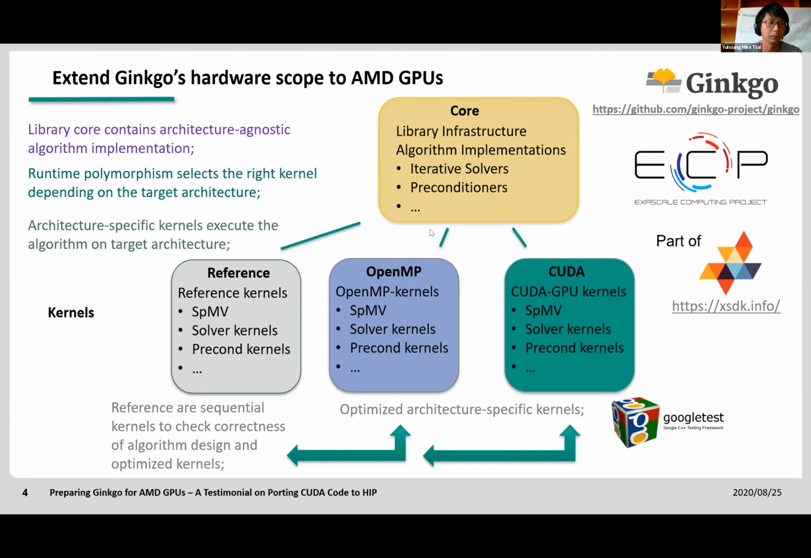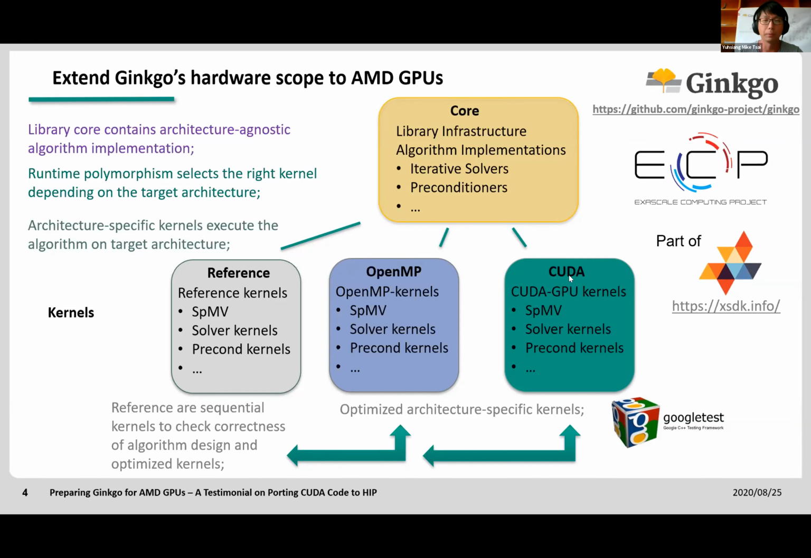Originally we split the kernels into reference, OpenMP, and CUDA. For reference, we write simple code that runs sequentially, and its target is to make sure the algorithm is correct. We also use Google Test to check that each kernel runs correctly. OpenMP is mainly for multi-core CPUs. And for CUDA, we write code for the NVIDIA GPU.